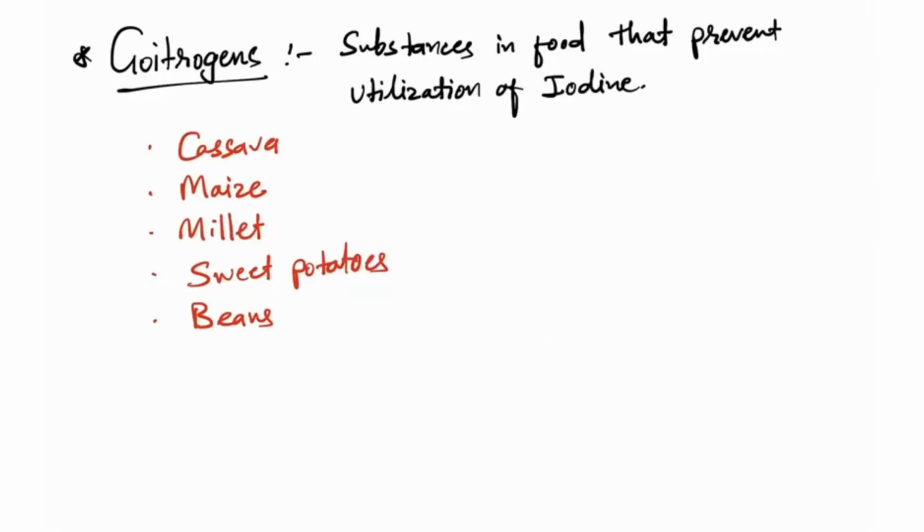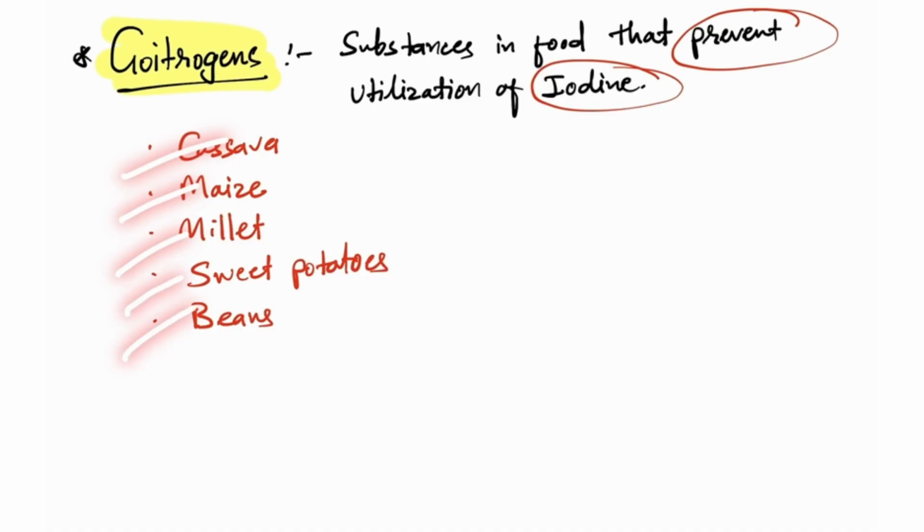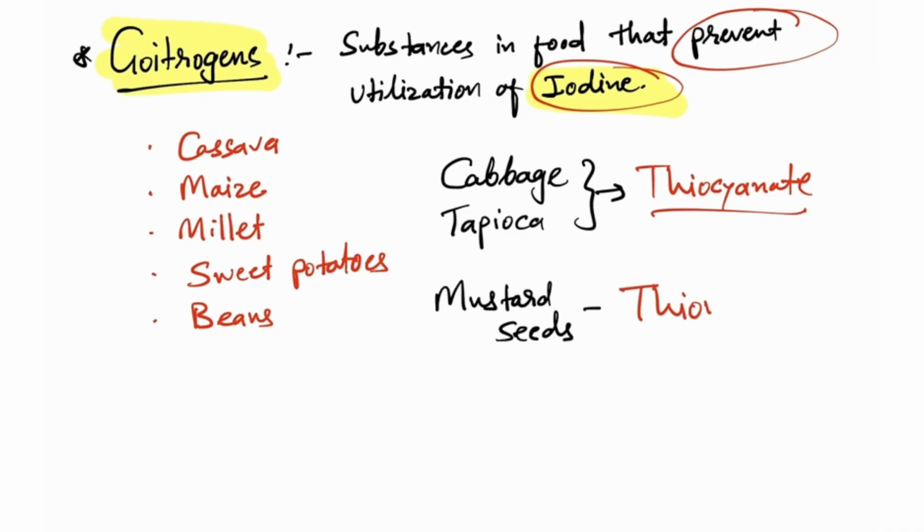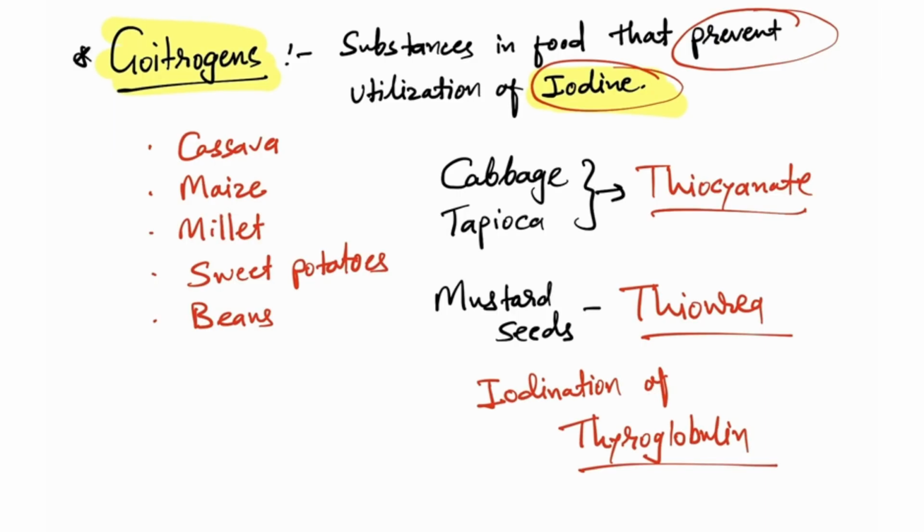Now, another very important exam concept: goitrogens. Goitrogens are substances in food that prevent utilization of iodine. They are present in cassava, maize, millets, bamboo shoot, sweet potatoes, beans. These interfere with thyroid hormone synthesis. Cabbage and tapioca contain thiocyanate, which inhibits iodine uptake by the thyroid. Mustard seeds contain thiourea, which inhibits iodination of thyroglobulin. So, goitrogens can block different steps of thyroid hormone synthesis.